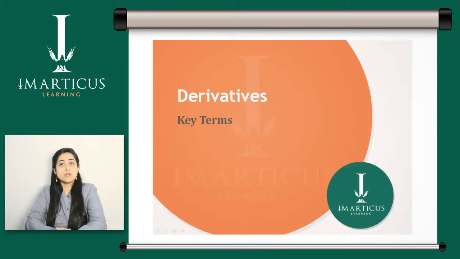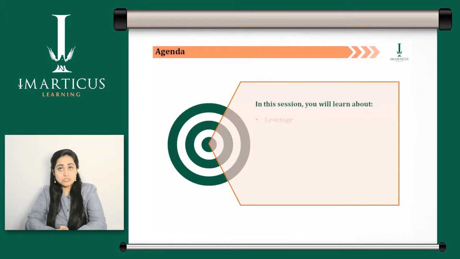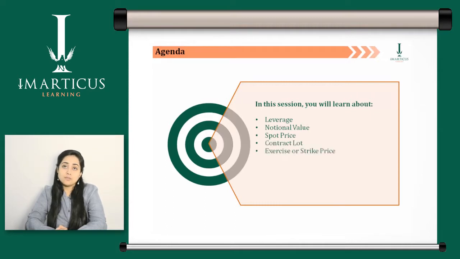In this session, you will learn about some common terminologies associated with derivatives. This is by no means an exhaustive list. In fact, each type of derivative comes with its own set of key terms. We will cover these terms separately in subsequent topics. In this session, you will learn about leverage, notional value, spot price, contract lot, exercise or strike price, settlement date, expiry date and rollover.